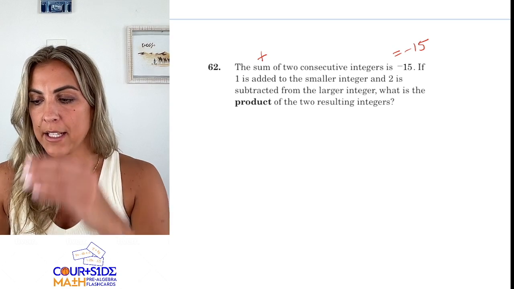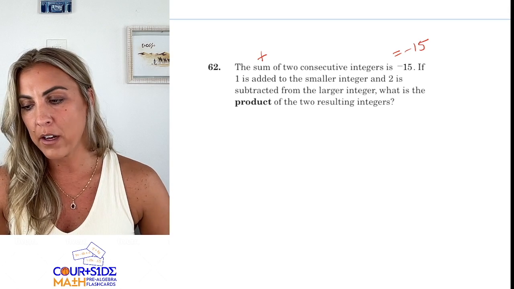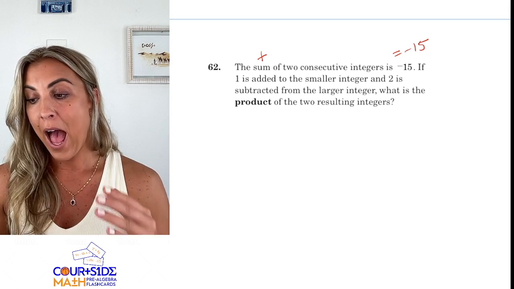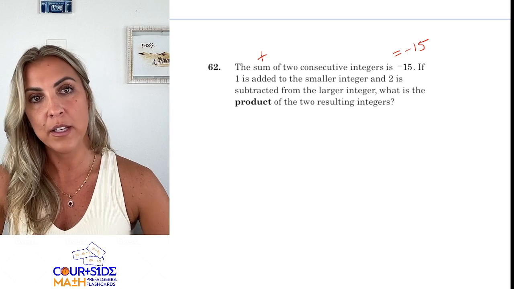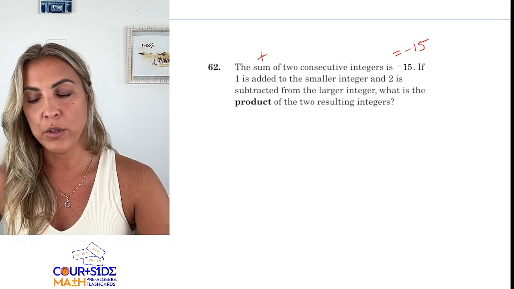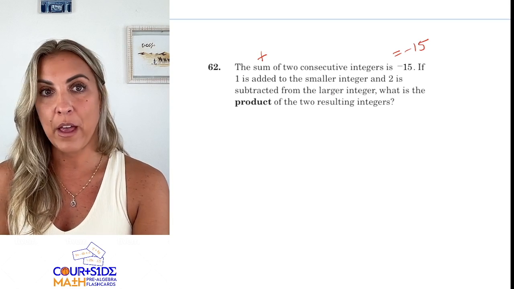If 1 is added to the smaller integer and 2 is subtracted from the larger integer, what is the product of the 2 resulting integers? I'm going to focus back on that first sentence for now, because until I find the 2 consecutive integers, I can't do anything with the rest of it, all right? So let's come up with an equation to represent that first sentence.